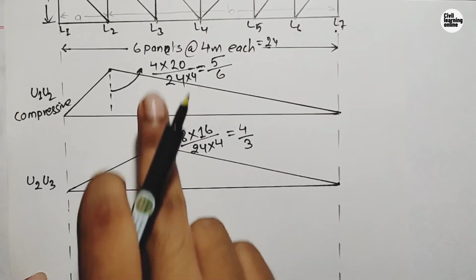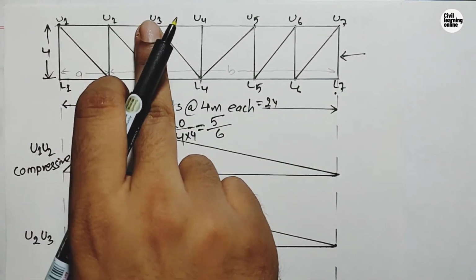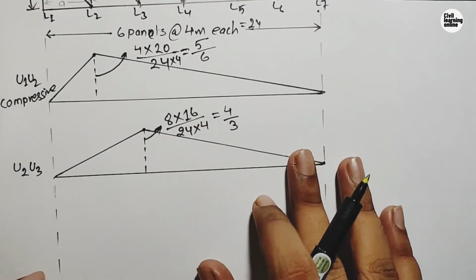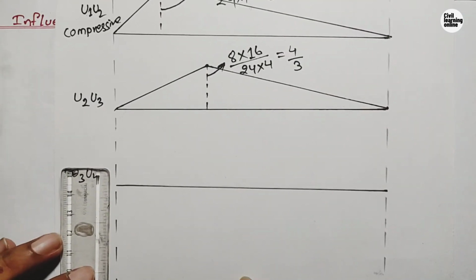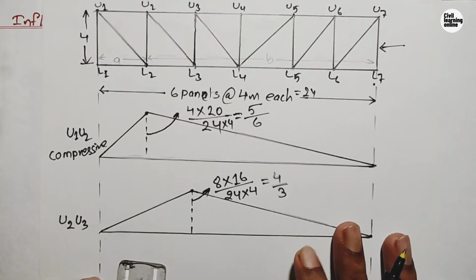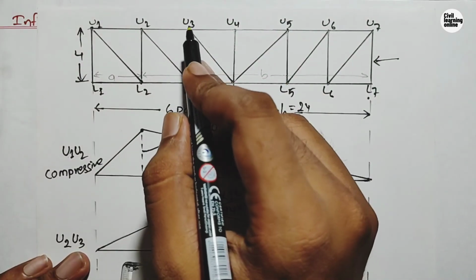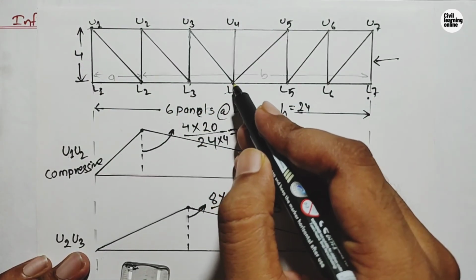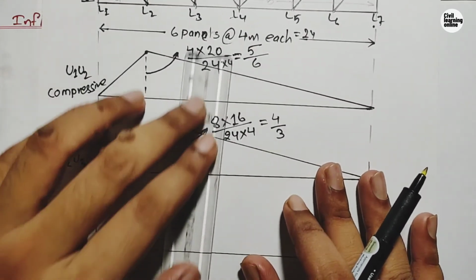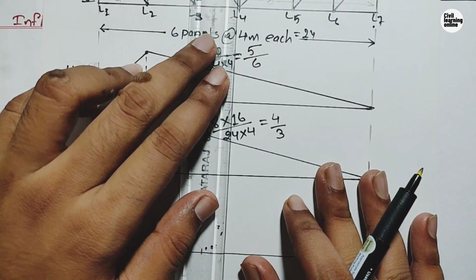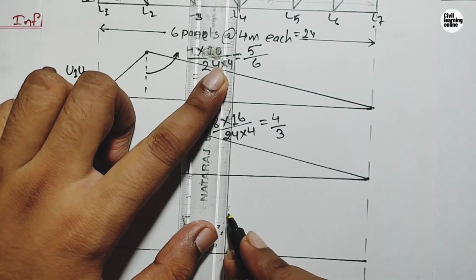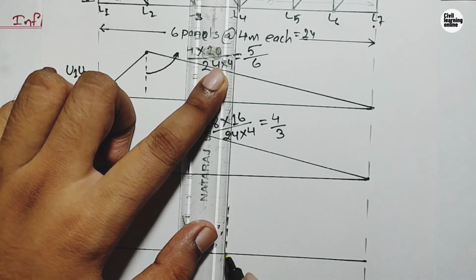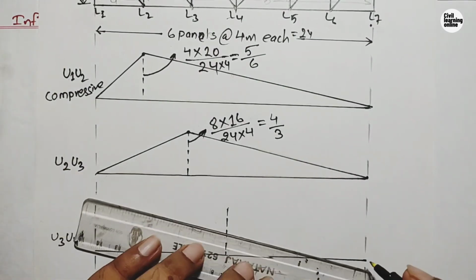Now let us draw the influence line diagram for u3 and u4. So here comes the upper chord member u3 and u4, and see here guys, in the diagram the load at u3 and u4 will be transferred to node L4, so we need to draw a dotted line along L4. Draw it here and now join it.